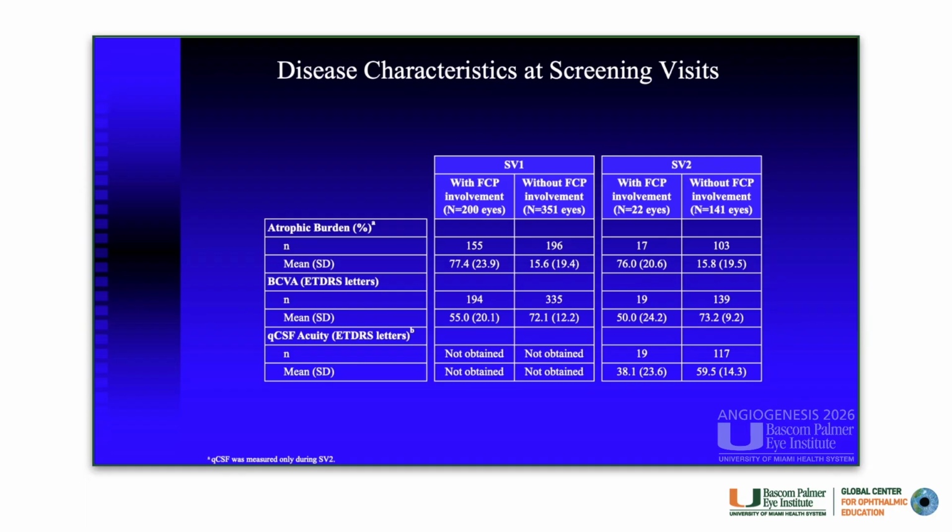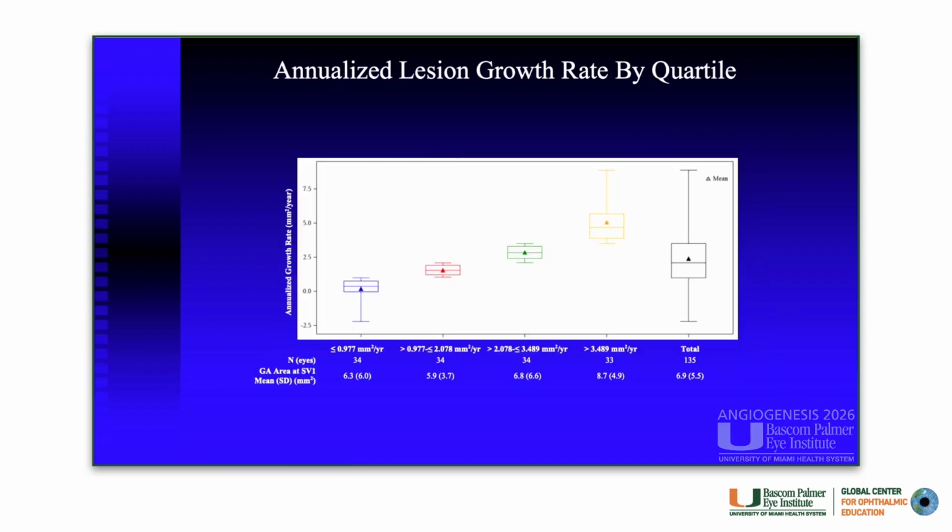When we looked at the disease characteristics at the screening visit, you'll notice that, as you'd expect, those eyes with foveal center point involvement had worse visual acuity than the eyes that did not have foveal center point involvement, both at screening visit 1 and a similar proportion at screening visit 2. You'll also notice that the contrast sensitivity function, which was only evaluated at screening visit 2, was also worse in the eyes that had foveal center point involvement when compared to those that didn't.